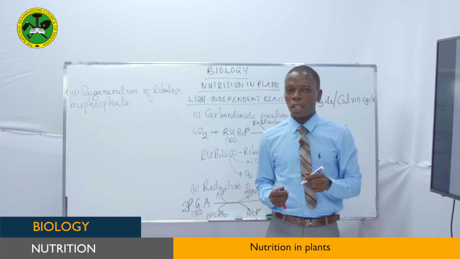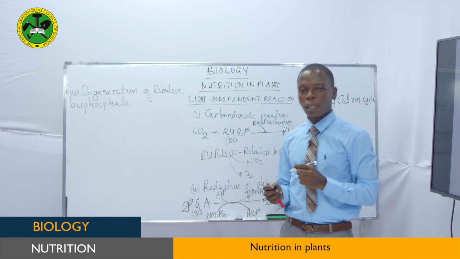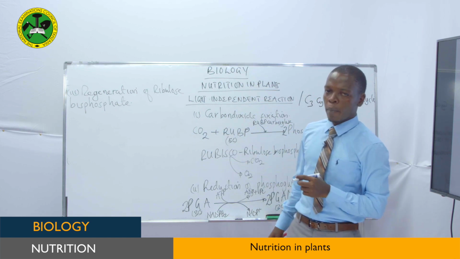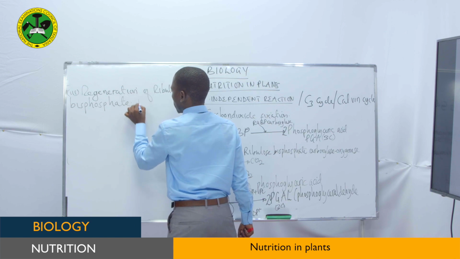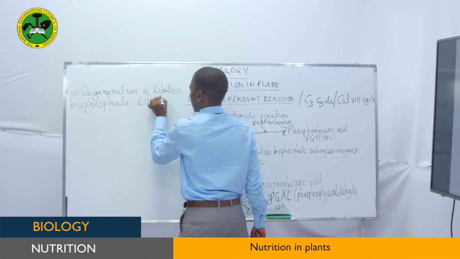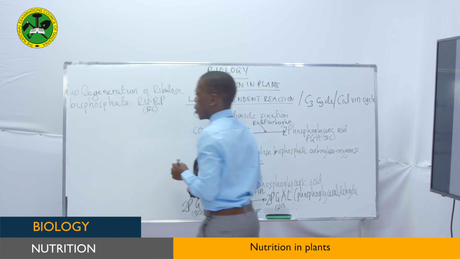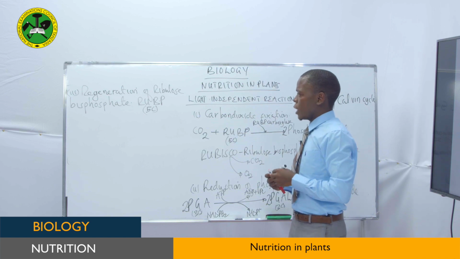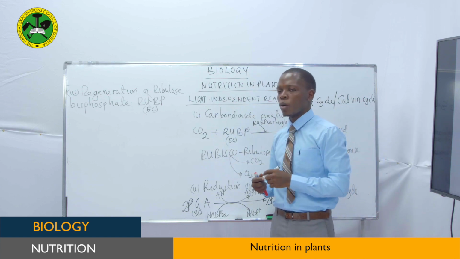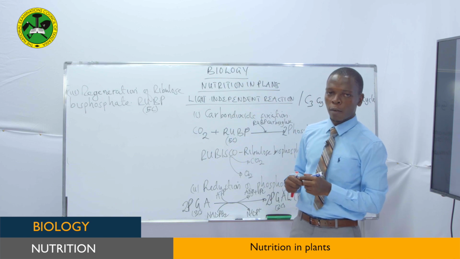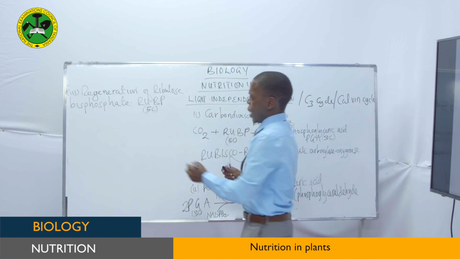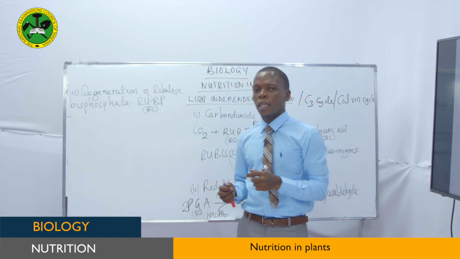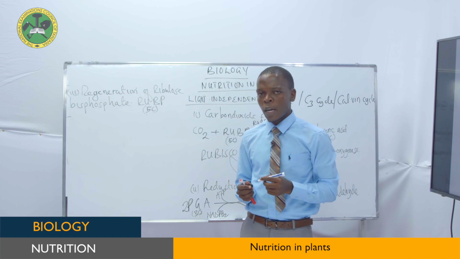Okay, the third stage is a regeneration of carbon dioxide acceptor called the ribulose bisphosphate. As you have said, this compound is a 5-carbon compound. Short form of this is written as RUBIP. Let us see how this 5-carbon compound is formed. The main event during regeneration of carbon dioxide acceptor actually is a rearrangement of carbon atoms.